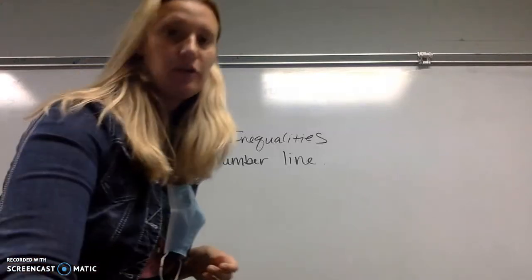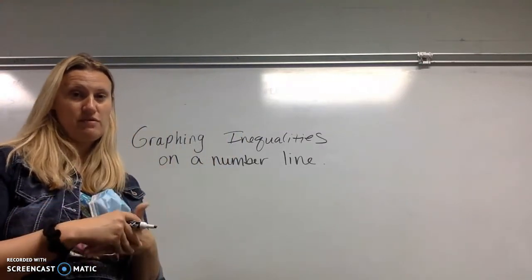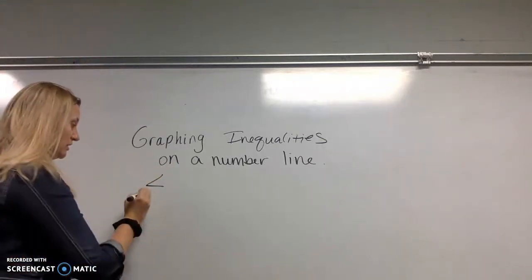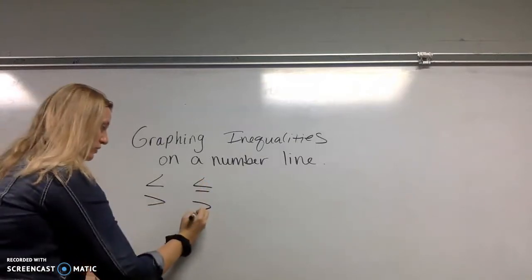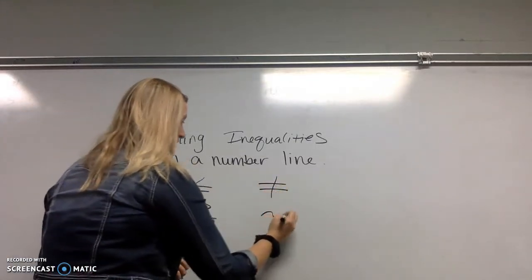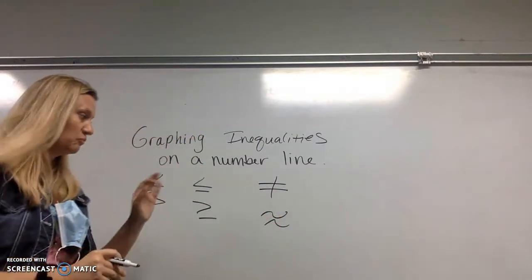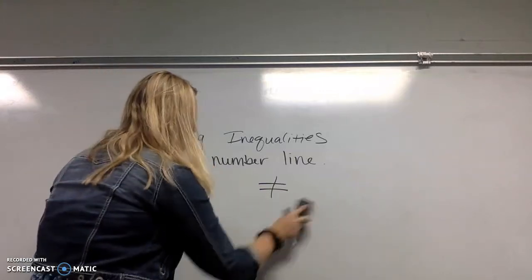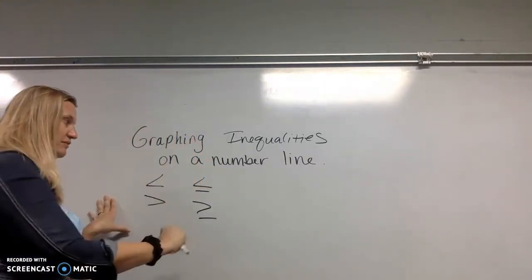Okay, so in this video, we're going to talk about how to graph inequalities on a number line. So let's start by reviewing our inequalities. You have less than, greater than, less than or equal to, greater than or equal to, not equal to, and approximately equal to. Really, we're not going to use these two when it comes to graphing on a number line. We're going to really focus on these four. So let's talk about the difference between these.